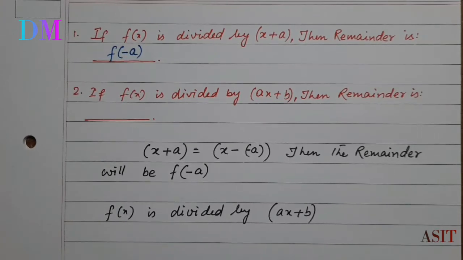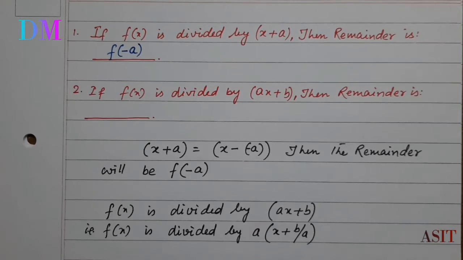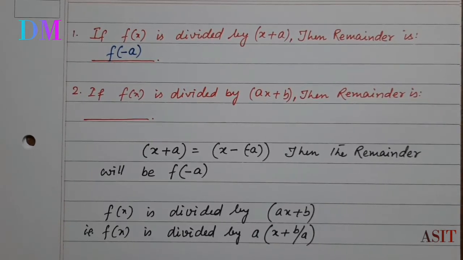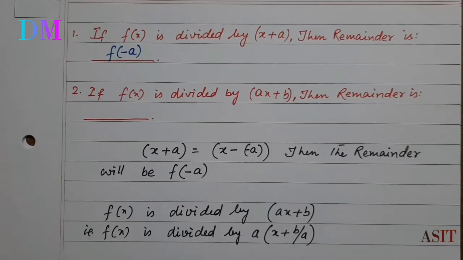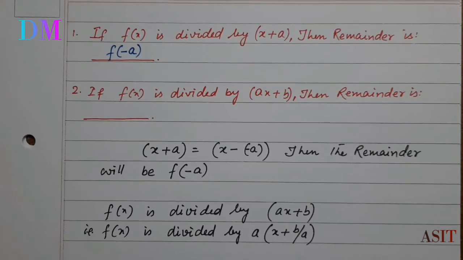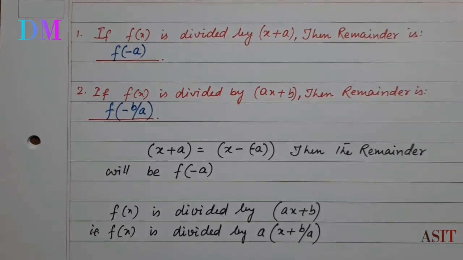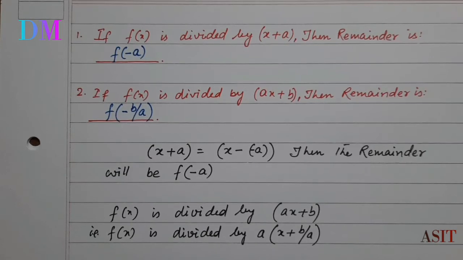Now in the second case, f(x) is divided by ax plus b. That is, f(x) is divided by a into (x plus b by a). So here we have taken a common. Therefore, using the result of the first question, we can say the remainder will be f(minus b by a). But I can give you a shortcut trick to find out what the remainder will be.